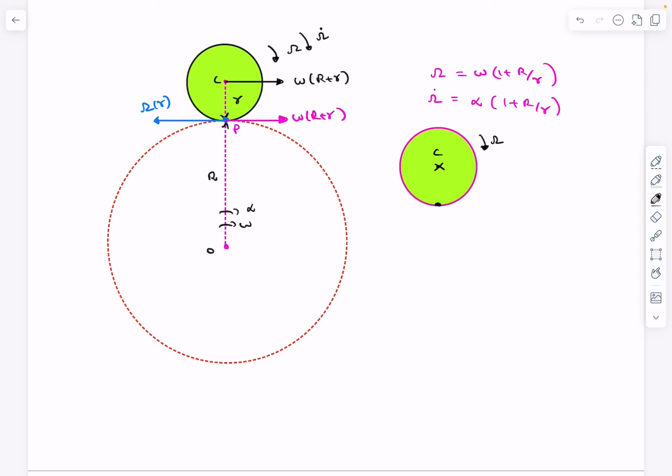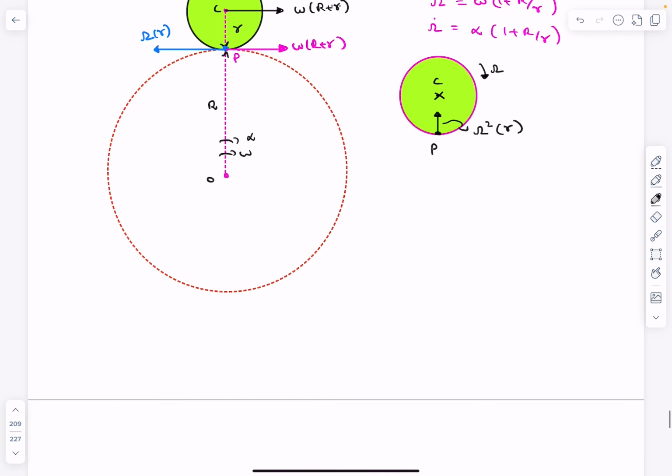So this particular point P over here, it will have a centripetal acceleration towards the center of mass, whose magnitude is the angular velocity squared multiplied by the distance from the axis, which is small r. Okay. So this is a centripetal acceleration of point P. So what we figured out here is the acceleration of the point P with respect to the center, and this turns out to be omega squared r in the j cap direction.